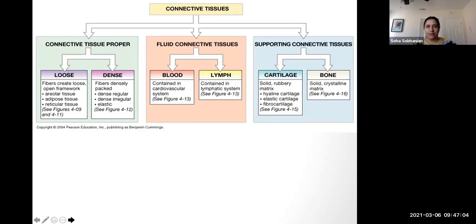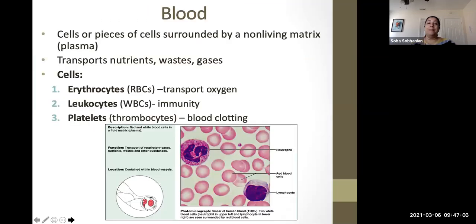Okay, so for the fluid portion, we talked about blood, right? So blood is one of the main types of connective tissue, which is basically fluid or liquid. Now, in terms of blood, there are a couple of things that you guys need to identify. First, if I say, what's the function of blood? The function of blood is to transport nutrients, waste, and gases. Nutrients like glucose, waste like CO2, and gases like oxygen.